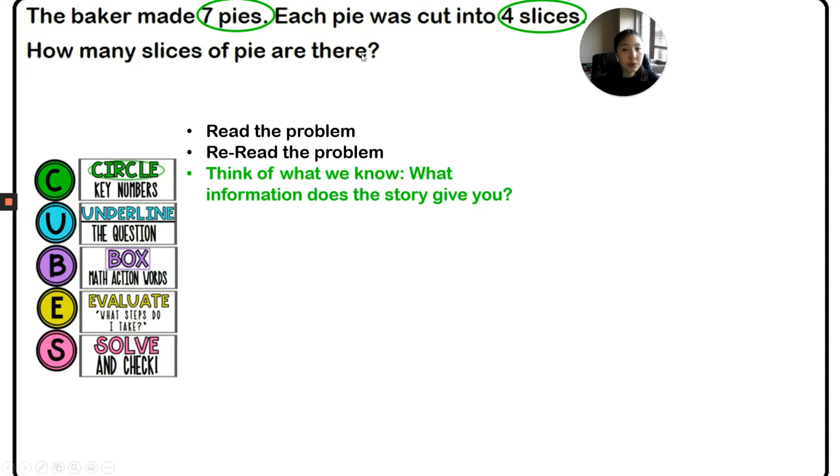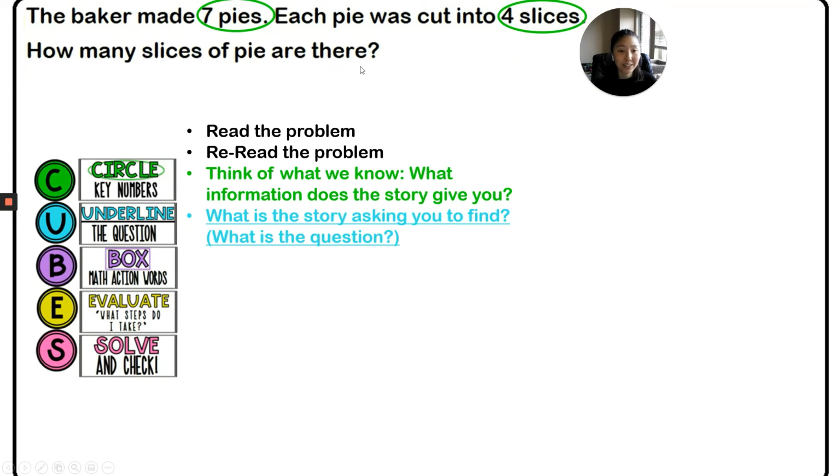I don't see any more numbers in here, so we're going to hop to the second part of underline. Underline the question. It says it right where? Right there. Good. So right now I need you to take your pencil and underline. Make sure you're circling, underlining, and boxing with us right now. The question was, how many slices of pies are there?